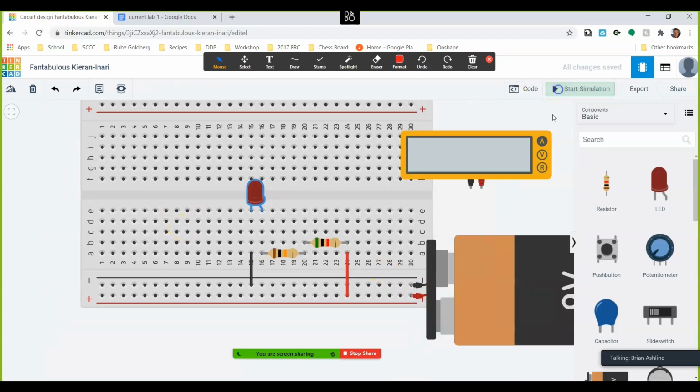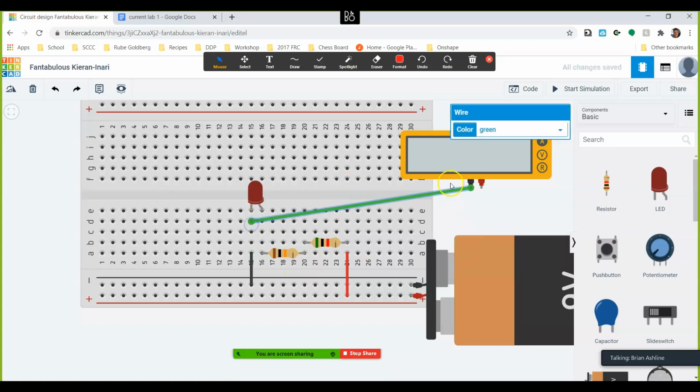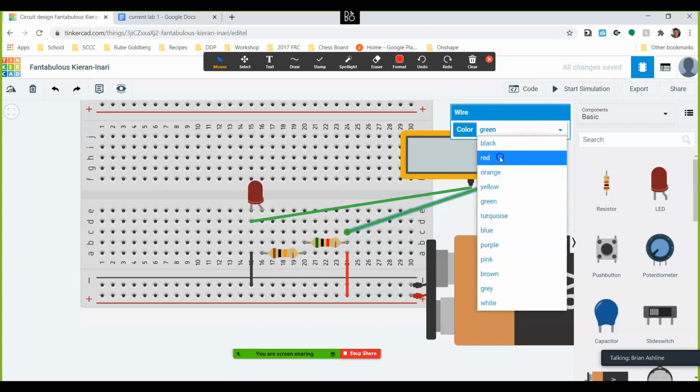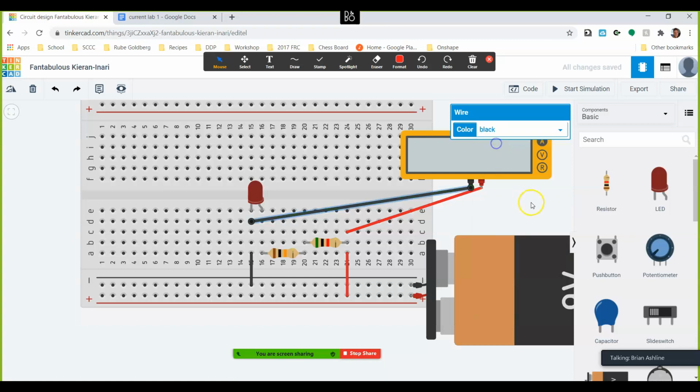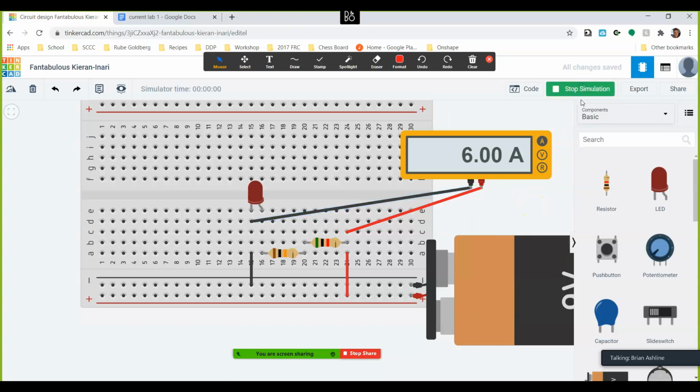So oftentimes, this is what you really don't want to do, but this is something that students do all the time. They will take an ammeter. First of all, before I even get into this, when you click on your multimeter, make sure that you're changing the mode to be amperage. So they'll take the ammeter and they will connect the ammeter up in parallel with the circuit. And then they're going to get this right here when they start their simulation.